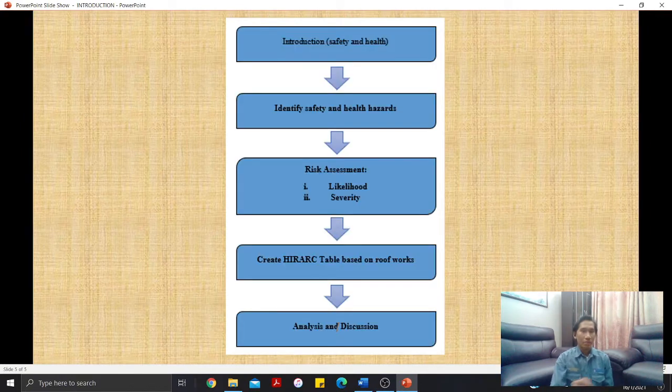First, our first step is to make an introduction about safety and health. Second, identify safety and health hazard and risk. The third step is to make a risk assessment. First, we assess the likelihood, and second, the severity. And the fourth one, we create the hierarchy table based on roof work. And the last one, we analyze and make the discussion of this project.